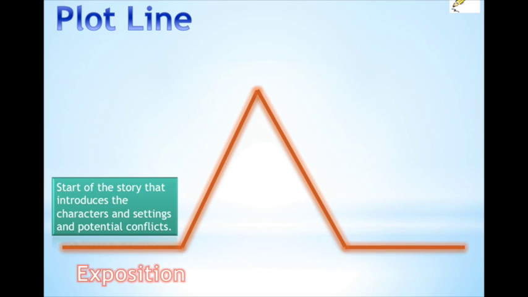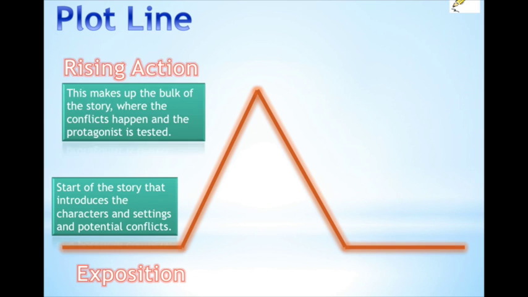Here we go. So the first part of a plotline is the exposition. This is the start of the story that introduces the characters and settings and potential conflicts. The next part is rising action. This makes up the bulk of the story, where the conflicts happen and the protagonist is tested.